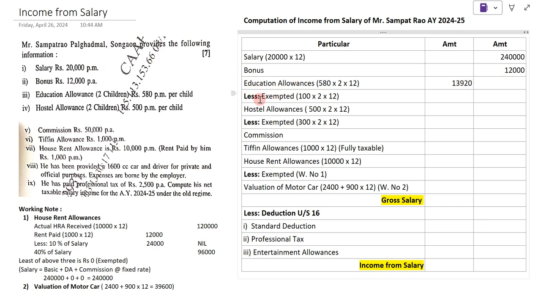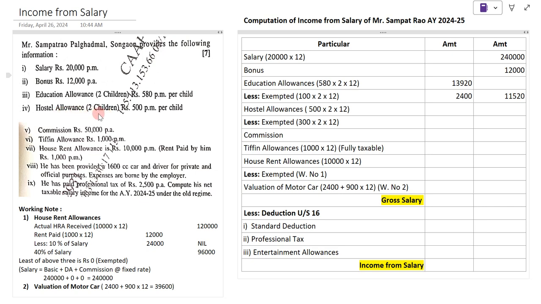From education allowances, we have to less the exemption. How much is the exemption? For per child, exemption is only 100 rupees per month. So 100 into 2, because two children are given, into 12. 2,400 is the exemption. So from 13,920 less 2,400, the remaining balance is 11,520.